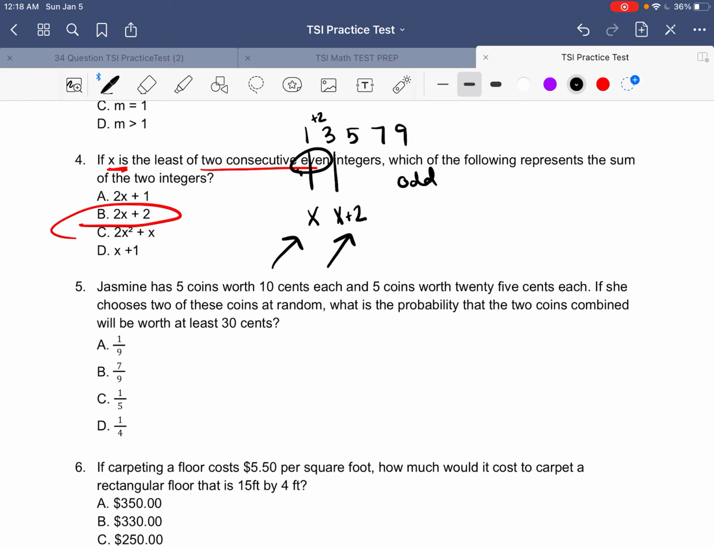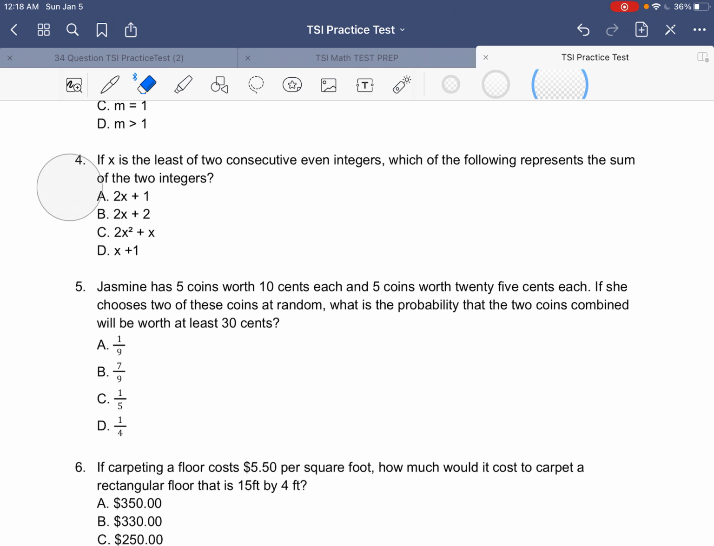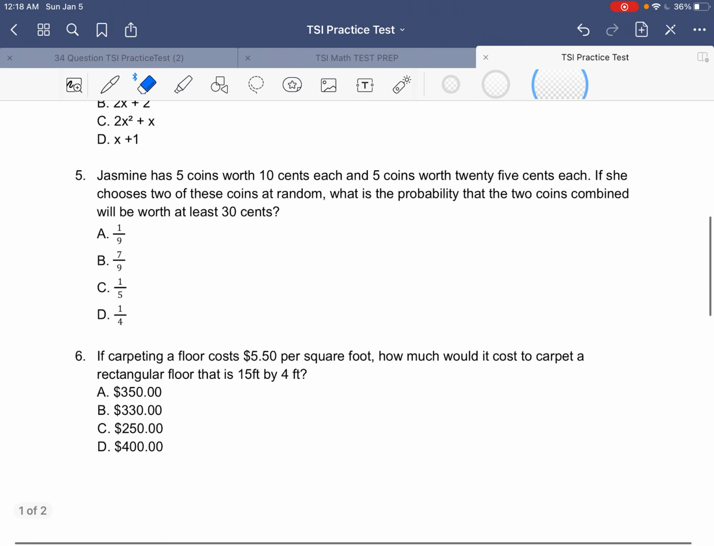The second integer is always going to be x plus 2. And then you just go ahead and add them. All right, let's go ahead and go to question number 5.